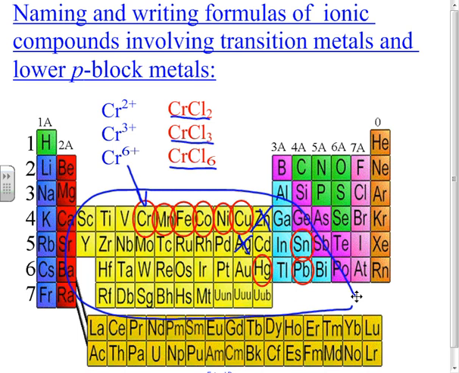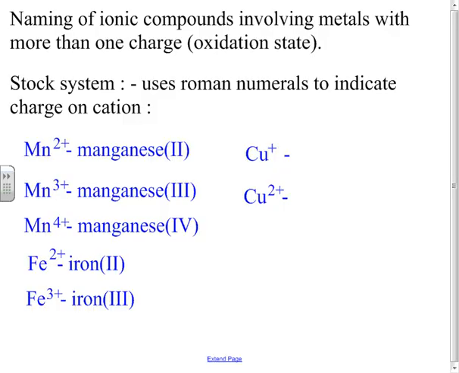I can't name them all just chromium chloride, and so I need a system that's going to designate which of these chromiums is involved in the compound. That is called the stock system. It uses Roman numerals to indicate the charge on the cation. And this is pretty simple.